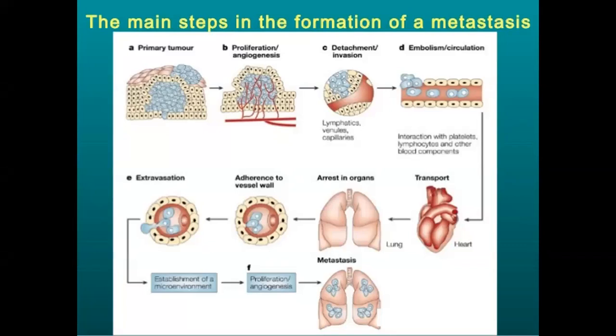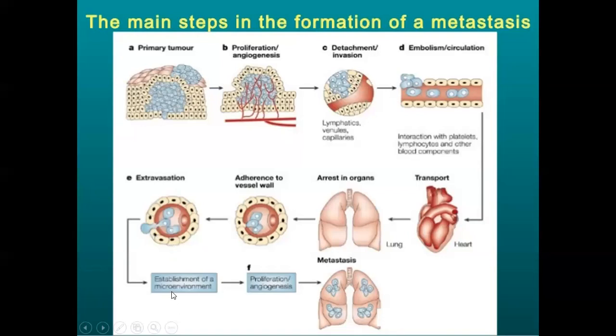So, in the diagram, here are the main steps in the formation of metastasis. First one is the primary tumor. As you can see, this one is the primary tumor. This will lead to the proliferation or angiogenesis, meaning new blood vessel formation, the detachment and the invasion, then embolism hoga, phir circulation mein aa jayega, extravasation, uske baad circulation se nikal ke extravasate ho jayega.